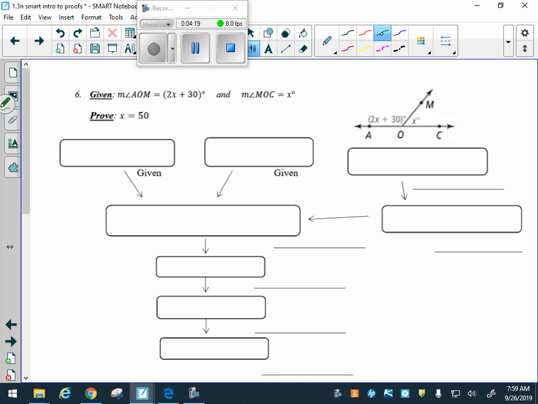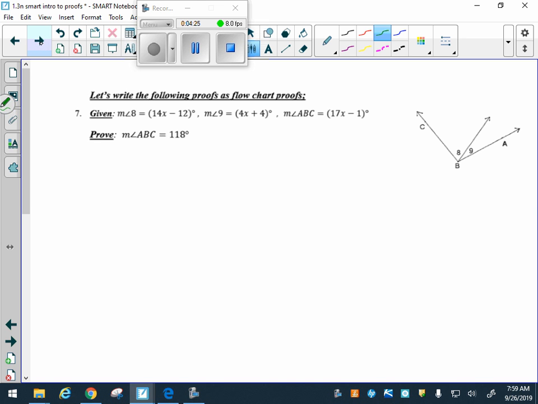I'm going to post all of these filled in on Google Classroom. So let's go to number 7. Did we start number 7? Okay, so you guys start number 7. Remember to put every given in its own box.